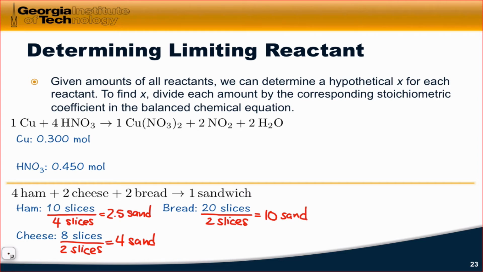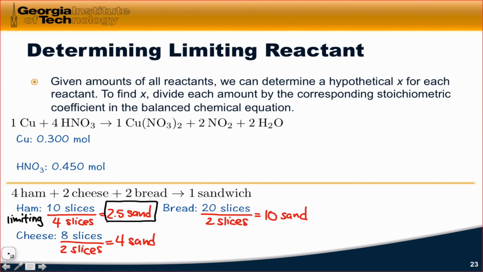Now that we've calculated these hypothetical numbers of sandwiches, it's clear that the maximum number of complete sandwiches we can make is 2.5. The ham is what's limiting the number of sandwiches we can make because it's associated with the smallest number of possible sandwiches that could be made. And so we'll find that the cheese and the bread are in excess and that the ham is the limiting ingredient for the sandwich making process described here.